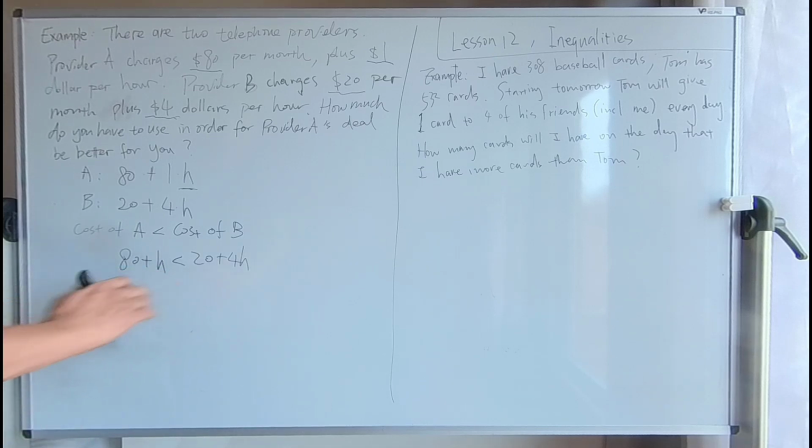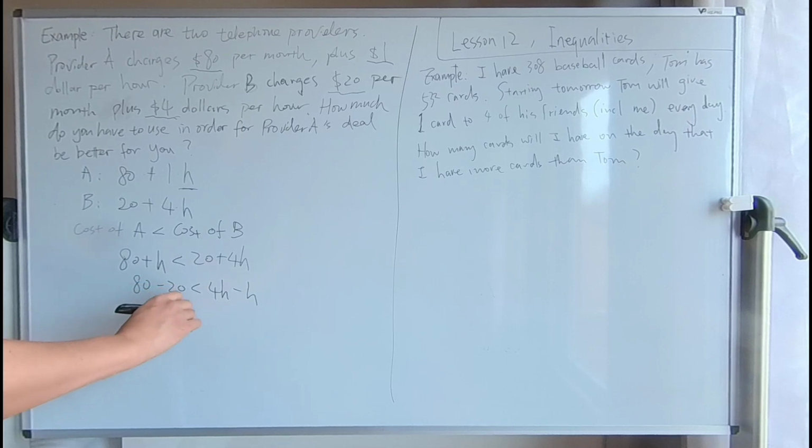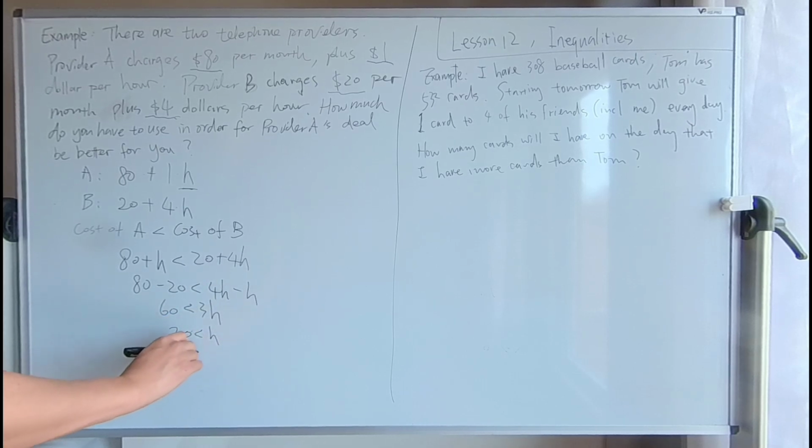Now, solving from here is quite straightforward. It is 80 minus 20 less than 4H minus H, so 60 less than 3H. Divided by 3, 20 less than H, or H greater than 20. So this means if I talk more than 20 hours a month, then provider A is a better deal for me.